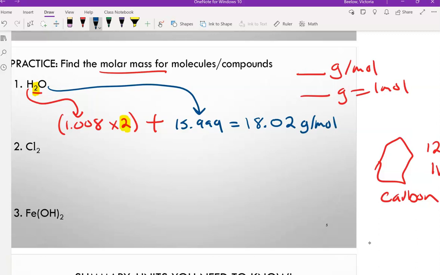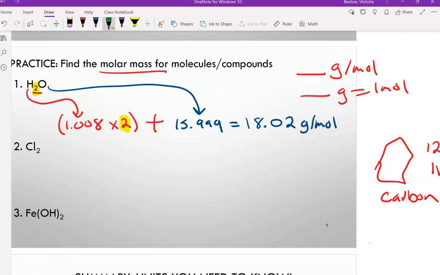So if you had 18.02 grams of water, which is actually the same as saying, if you remember from the density unit, chapter 2, if you had 18.02 grams of water, that's the same as 18.02 milliliters of water. So if you measured out exactly 18.02 milliliters of water, you would have exactly 1 mole of water.